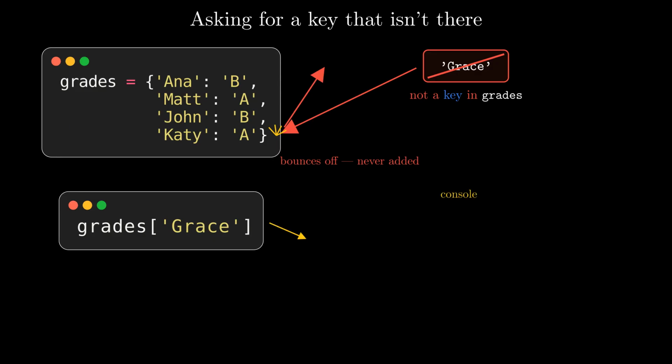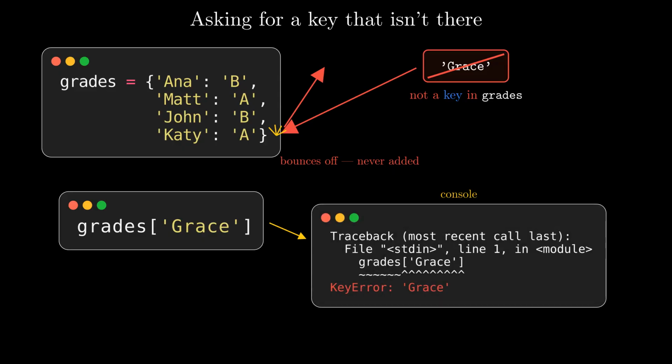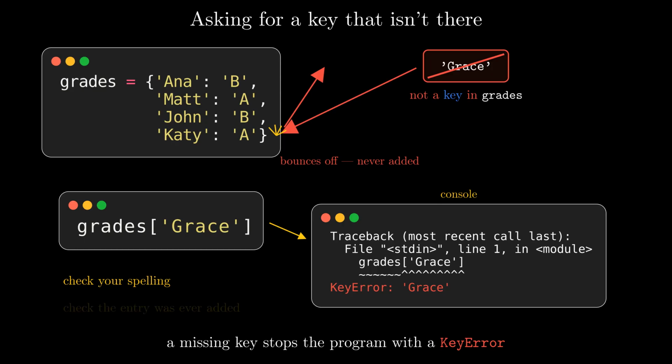And instead of guessing or returning nothing, it stops and raises a key error. That's a useful signal. Whenever you run code with dictionaries and see a key error in the console, it means you tried to look something up with a key the dictionary doesn't contain. Check your spelling or check that the entry was ever added.